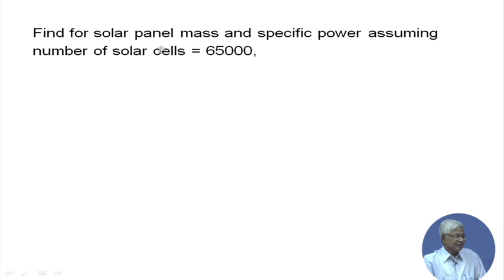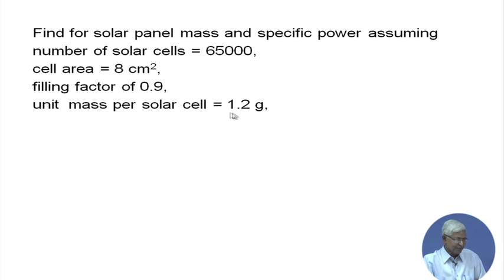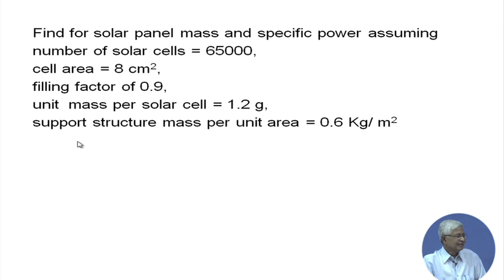So another small sum: find the solar panel mass and specific power, assuming number of solar cells 65,000, solar cell area is 8 centimeter square, similar numbers, filling factor 0.9, unit mass per solar cell is 1.2 gram. Careful, this is gram, and then support structure is given in kg per meter square. Careful, these two units are slightly different, gram and this is kg per meter square.